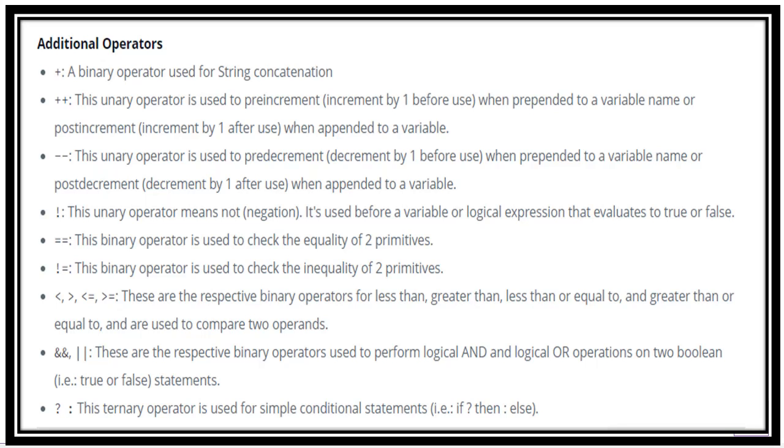Next, ++. This unary operator is used to pre-increment, that is increment by 1 before use, when prepended to a variable name, or post-increment, that is increment by 1 after use. Increment by 1 before use goes like this, ++1, and increment by 1 after use goes like this, 1++, when appended to a variable.